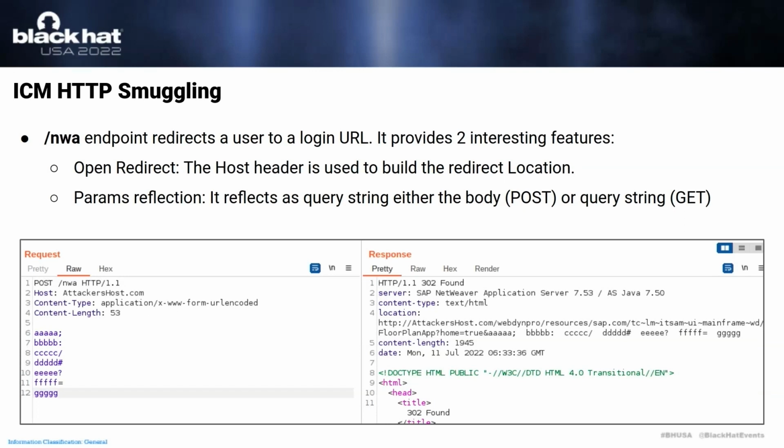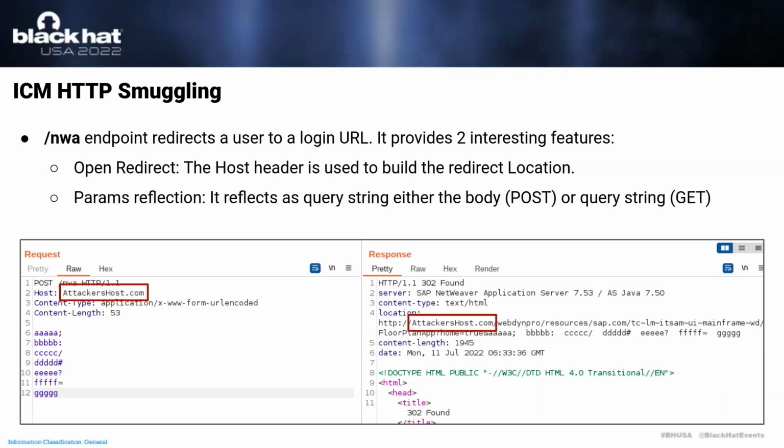But what I'm going to show is how to hijack a session from a user. And to do so, I'm going to use the NWA endpoint, which is also present by default in all SAPs, and it's an endpoint that is used to redirect users to the login URL. And this provides two interesting features. The first one is an open redirect that will allow us to inject something in the redirect URL, actually in the host. So we will be able to change anything we want by placing something in the host header of the request.